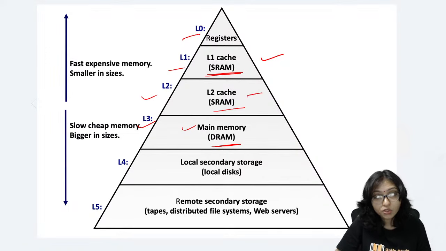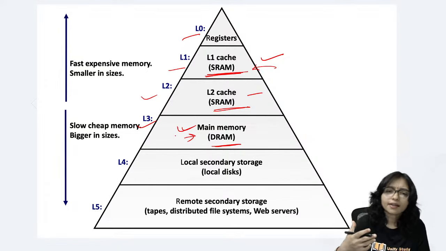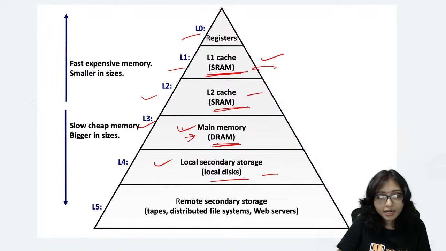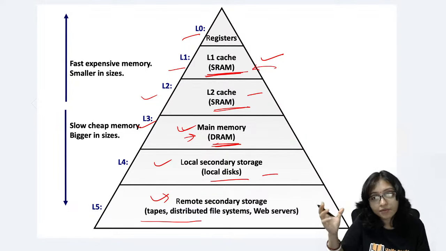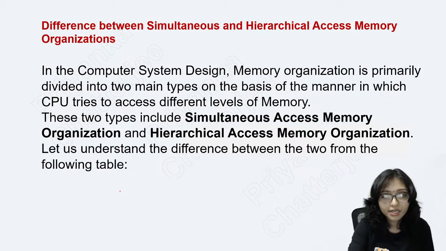Sometimes questions come from here also: whether cache uses dynamic RAM or static RAM. Always remember, cache uses static RAM, because in the cache you store data that is not going to change frequently. You use it frequently, but it is not going to change frequently. Only such data is stored in the cache. That's why cache uses static RAM. Main memory is always frequently updating the data, and that's why it uses DRAM, dynamic memory. After that, the local storage, that is your hard disk, local disk. And finally, remote secondary, that is a distributed system, web server, where you are storing something in a server. This is the organization, with different levels: level 0, 1, 2, 3, 4, 5. That is the normal memory organization.